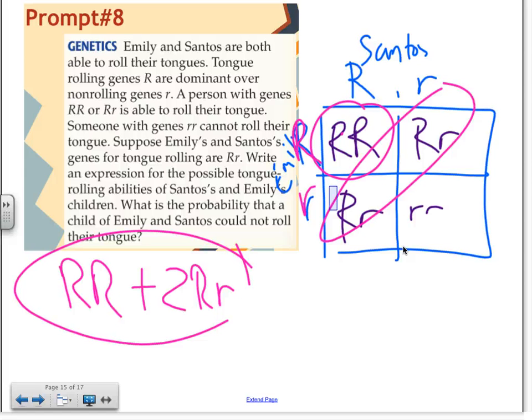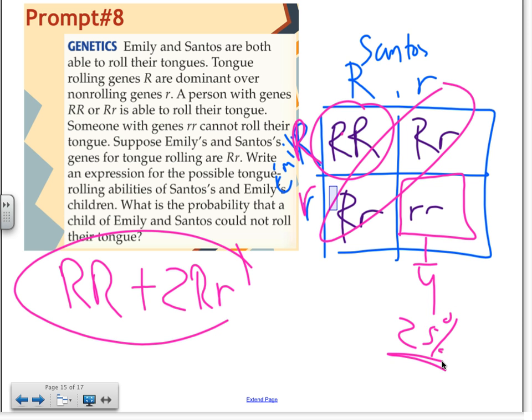Okay, look at the last one now. What is the probability that a child of Emily and Santos could not roll their tongue? 1 out of 4. Which is 25%. So here it is. 1/4 chance of not being able to roll a tongue, so that's 25% chance of that happening.